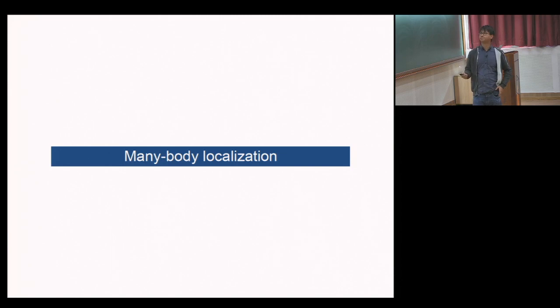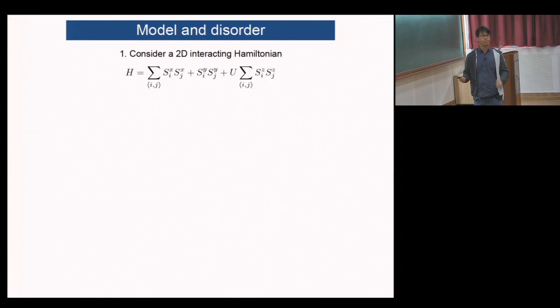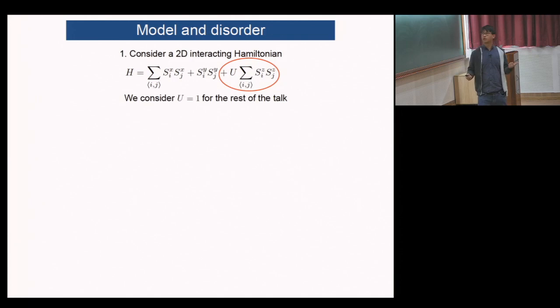So let's first talk about a model that we have. We consider a 2D interacting Hamiltonian, written here, and you can see that this U is the one that controls the interaction. So when U is zero, you can map this problem to a free fermion problem, and you can solve this almost analytically. And that's when you have Anderson localization and so on in 2D. But we are interested in the interacting regime. That is when U is very strong, right? So for the rest of my talk, I will consider U equal to 1, OK? So strongly interacting regime.